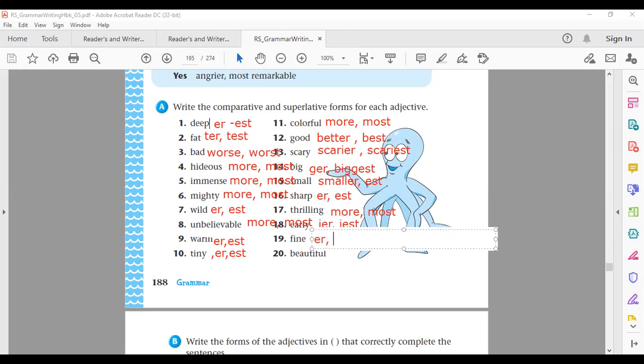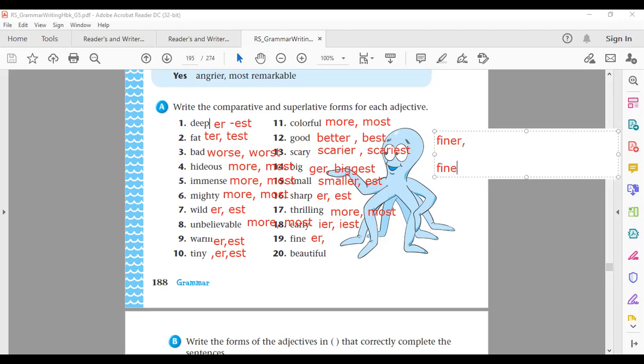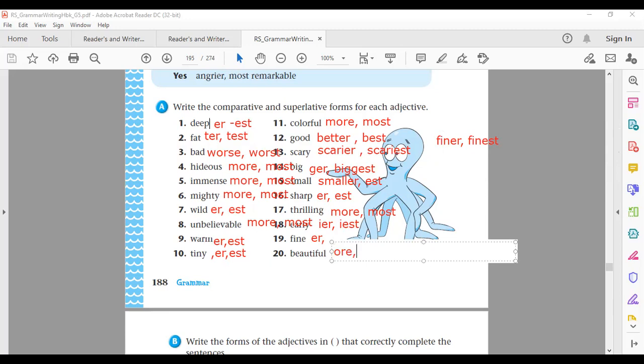Fine: finer and finest. In the word fine, if you have a word that ends with E and you want to add ER, you will consider the E is enough. You will not add another E, so you will not write finee, you will put finer. So finer and finest. Beautiful will become more and most. Easy peasy, lemon squeezy, my girls.